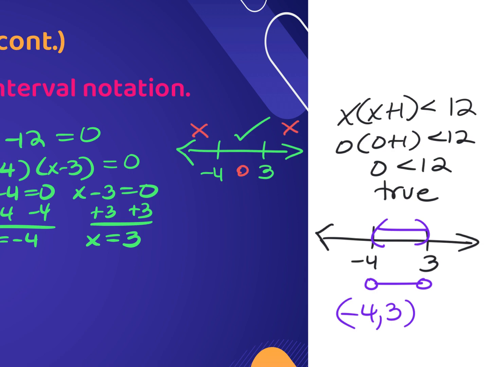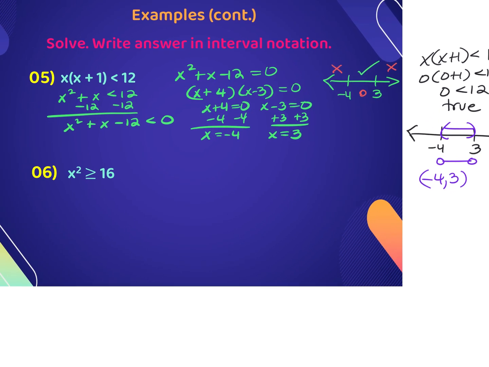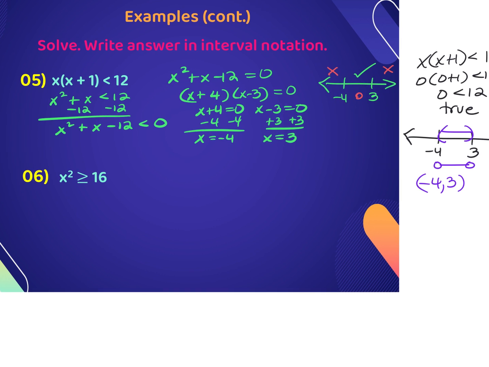Let's try the next one. So again, I need to get a 0 on either side of my equal sign. So what I'll do here is subtract the 16. And I get x squared minus 16 is greater than or equal to 0.